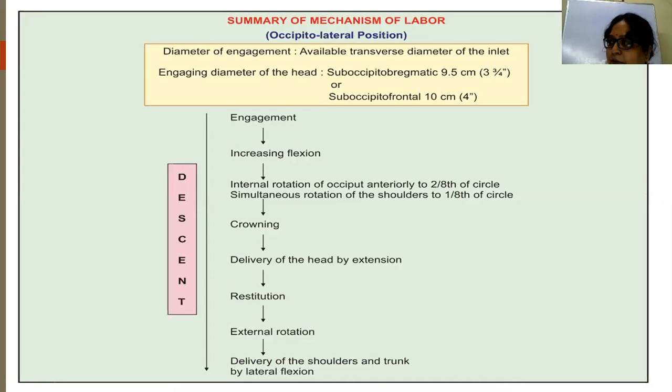What is crowning? When the largest transverse diameter of the skull stretches the vulval outlet. What is the largest transverse diameter? This part. This is the biparietal diameter. When this part stretches the pelvic outlet, that is the vulval opening, it is called crowning. And after that, how does the delivery of the baby occur? Once crowning occurs, by extension.